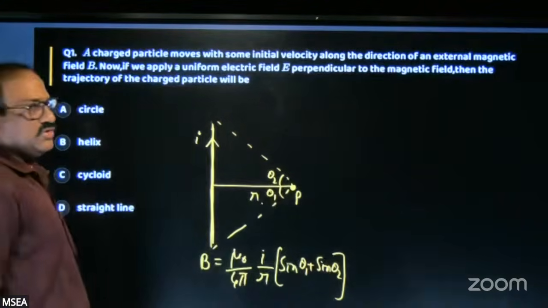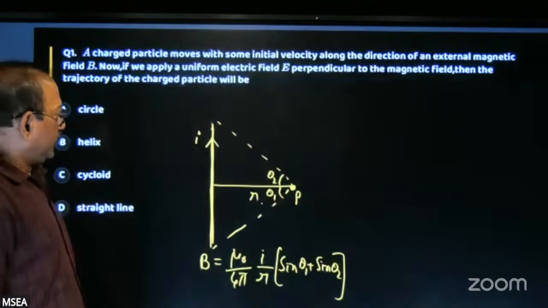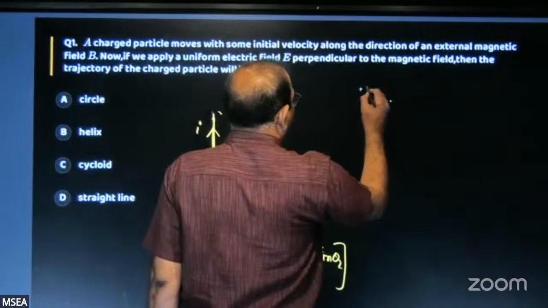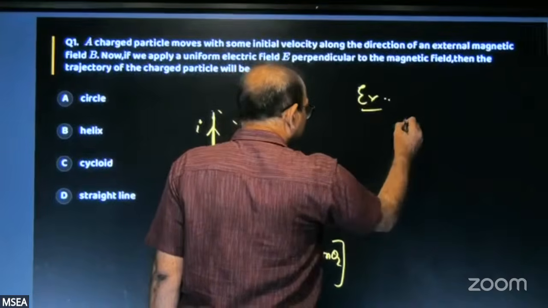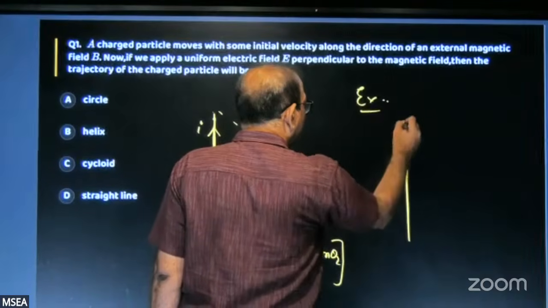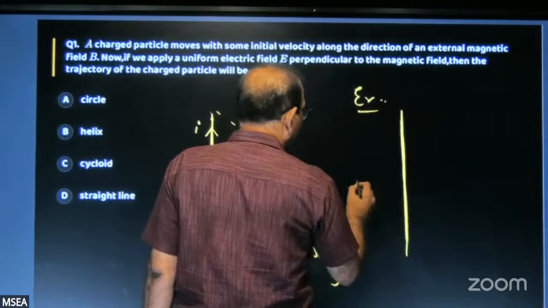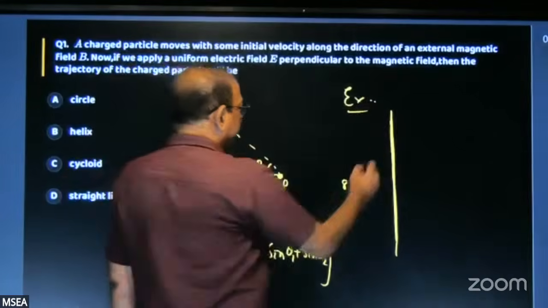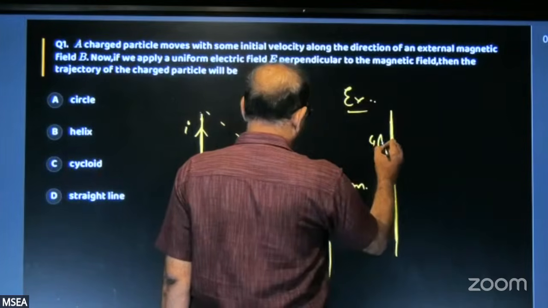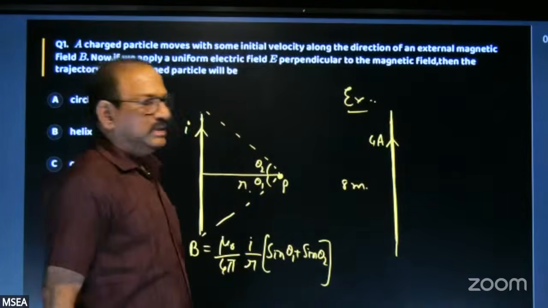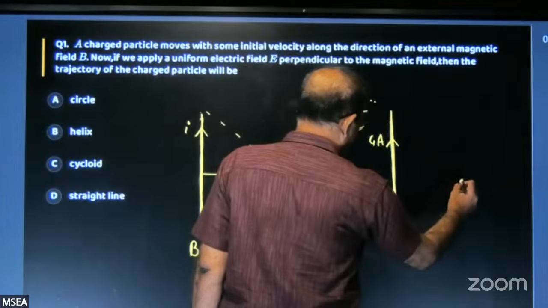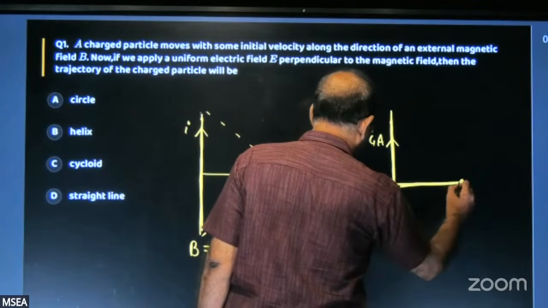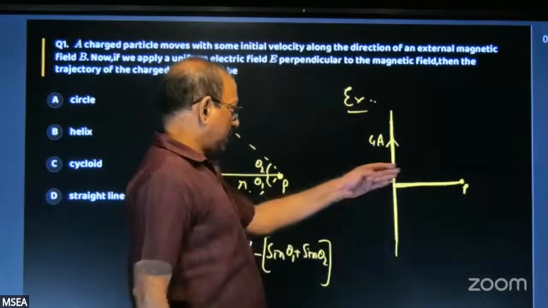This is magnetic induction due to a wire of finite length. For example, in a problem, it is given there is a straight wire of length 8 meter carrying a current of 4 ampere, and there is a point here on the perpendicular bisector line. This is the perpendicular bisector line.